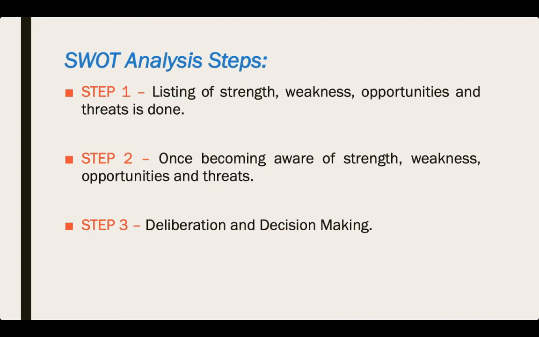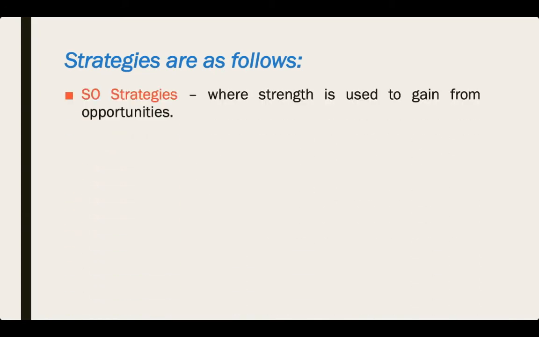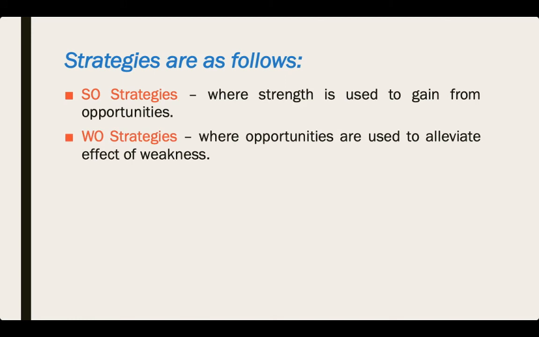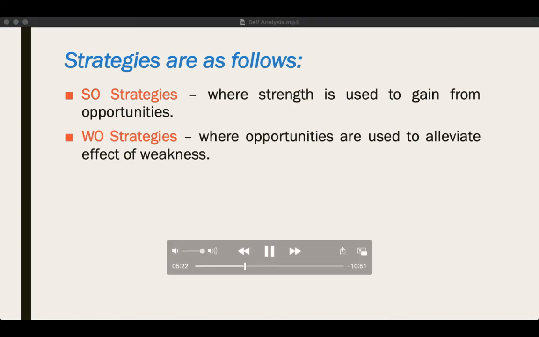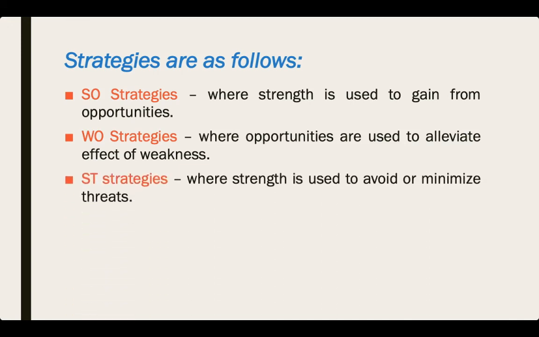we can follow the following strategies to build our emotion quotient. Number one, strengths and opportunities strategies, where we use our strengths to gain the opportunities which exist in the external environment. The second strategy is weaknesses and opportunities. In this one, we try to overcome our weaknesses, which are depriving us of attaining our opportunities. The third one is strengths and threats strategies. In this one, we use our strengths to avoid or minimize a threat which exists in the external environment.